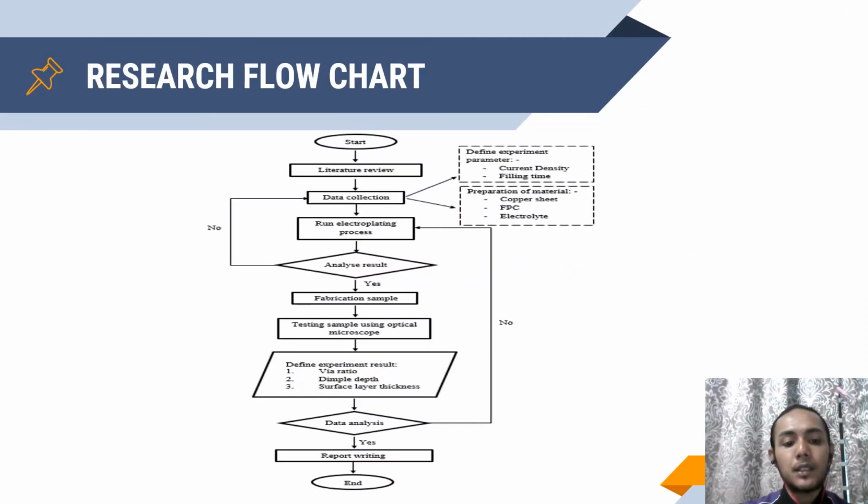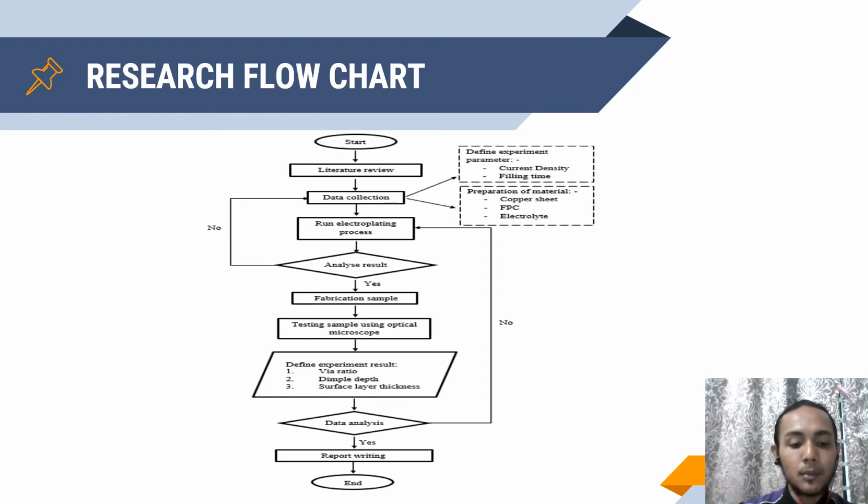Okay, based on the flowchart of this project, the first step of the research is searching the journals or articles to gather all information about the microblind via filling. Second, the flowchart proceeds to data collection, where all the data collection is emphasized on two requirements, which are defining experiment parameters and preparation of material. Besides, the research project will be continued through running the electroplating process until the process is successfully done.